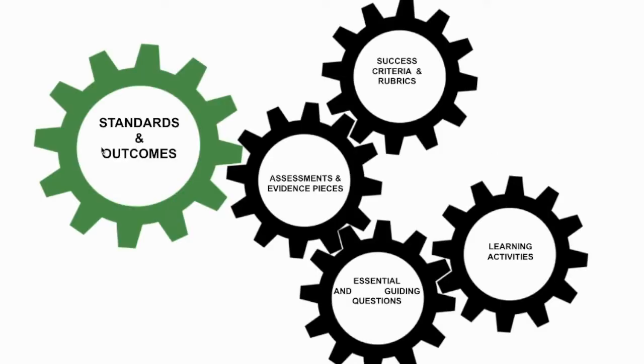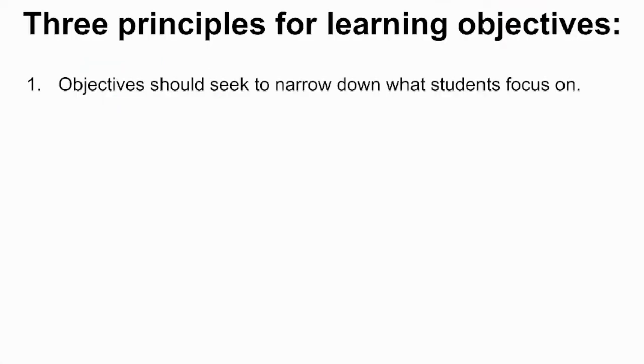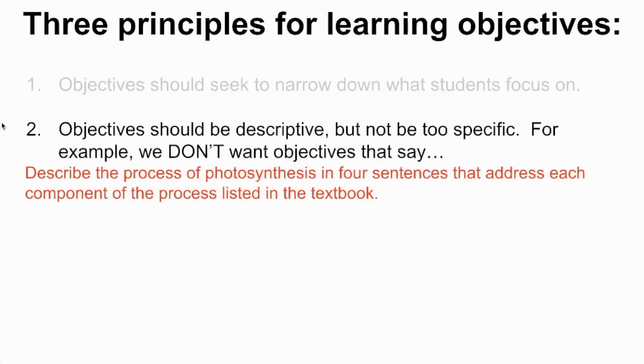And remember that these outcomes we develop for our students should be very closely aligned to the standards that have been adopted at the state level. So here are 3 important principles for designing learning objectives for our students. First, learning objectives should seek to narrow down what it is that students need to focus on. Second, objectives should be descriptive but not too specific.